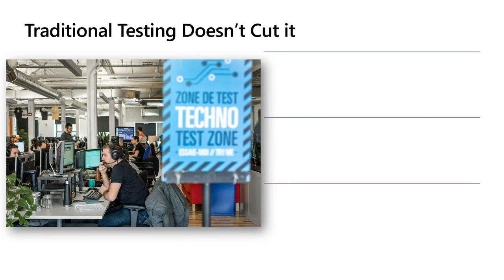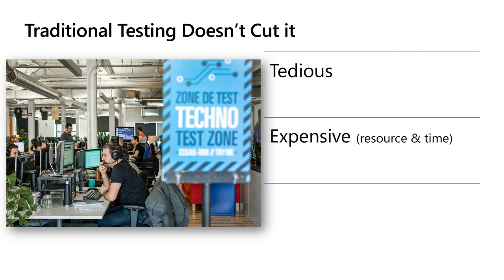So let me start off by saying that traditional testing, it doesn't cut it. It's tedious. It's expensive, both in terms of resources and cost and time. I'm sure all of you guys have been in a war room with like 20 or so QA engineers, each cracking away at your latest app release, trying to find bugs, defects, whatnot. It's horrible, it's painful. And worst of all, it never scales.